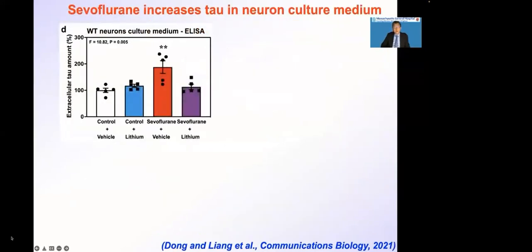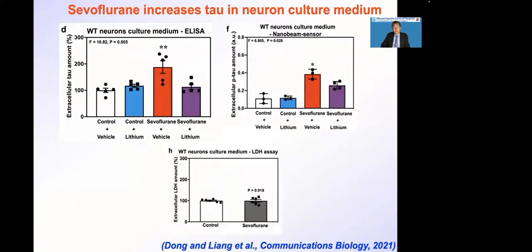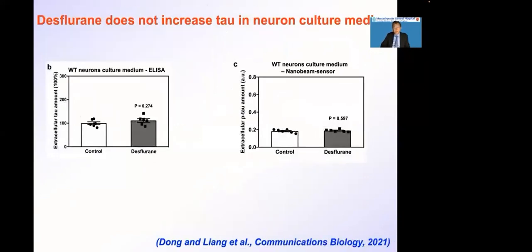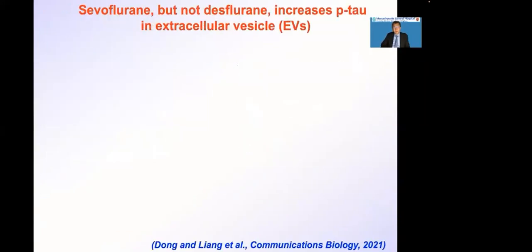We further found that sevoflurane can cause tau protein to come out from neurons into the extraneuronal culture medium, for both tau and p-tau. But LDH, which has a similar molecular weight, doesn't come out, suggesting that sevoflurane can increase specific tau trafficking from inside the neuron to outside. And again, desflurane does not increase tau coming out from neurons.